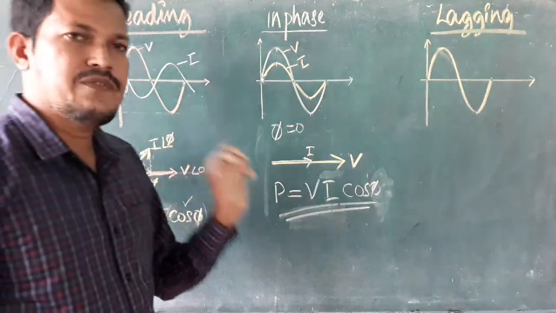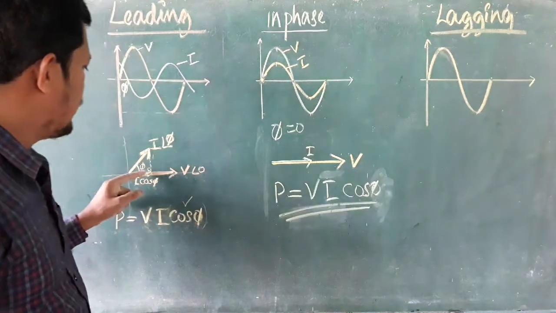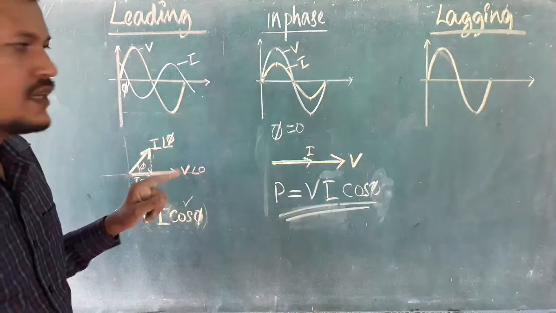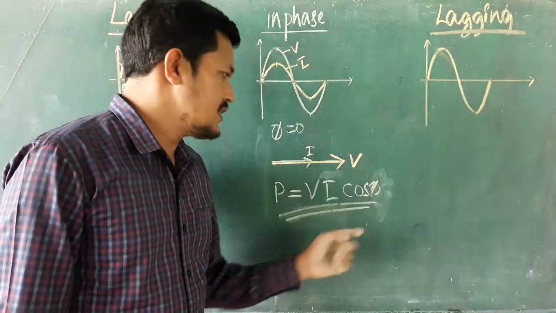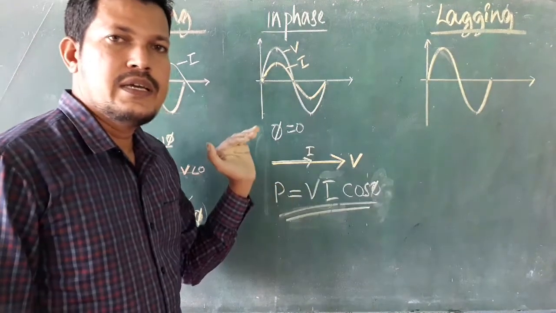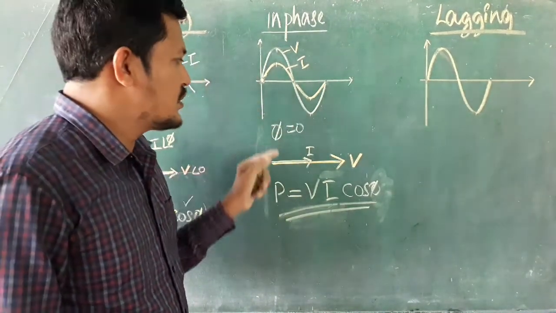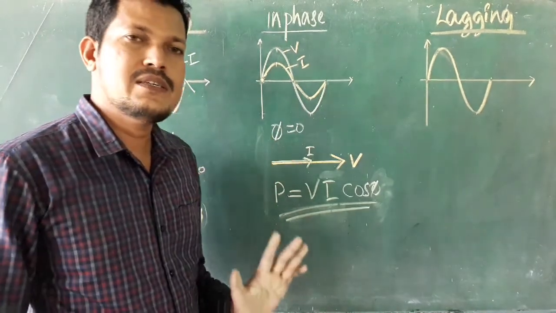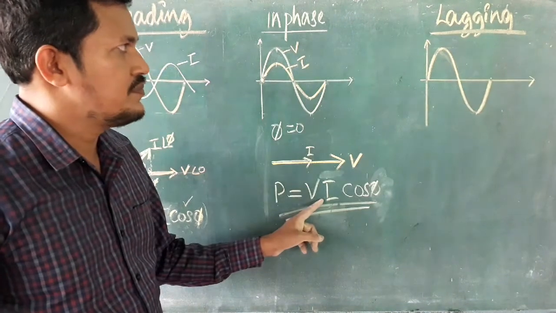Actually, the power factor definition is the cosine of the angle between voltage and current. That's the power factor. So we want to reduce the angle between voltage and current. Suppose it is reduced to 0. 0 means it is in phase condition. We can draw the maximum power.